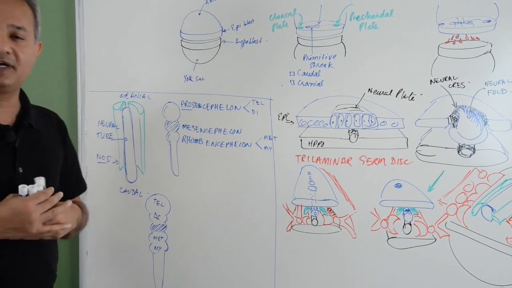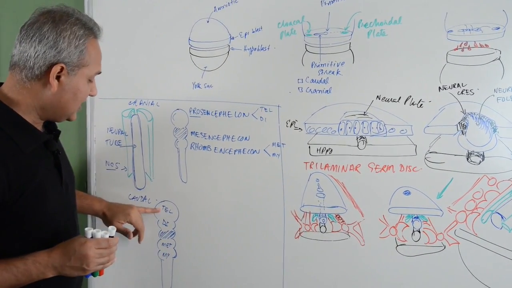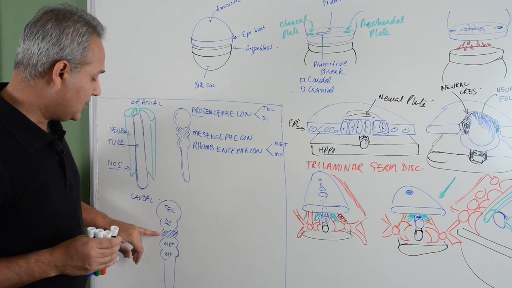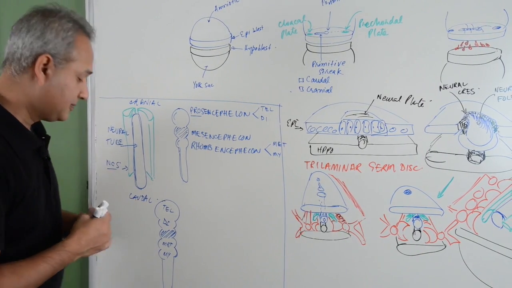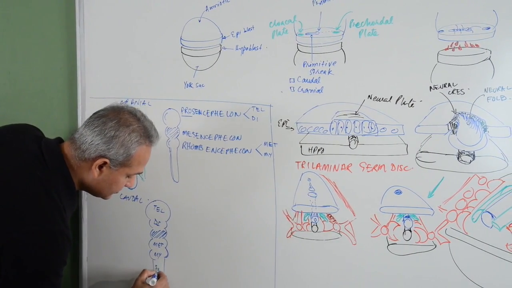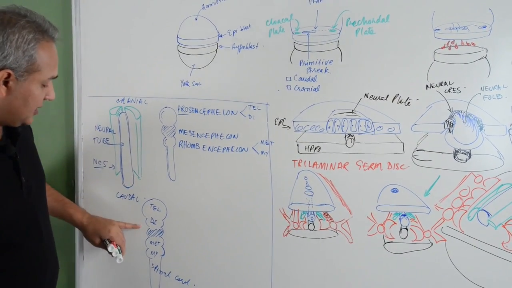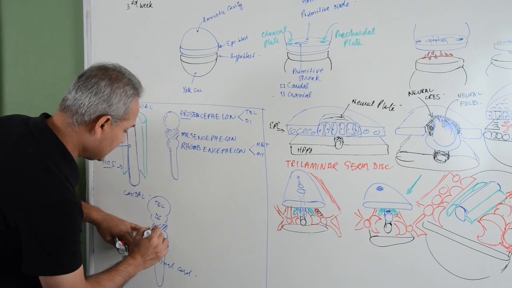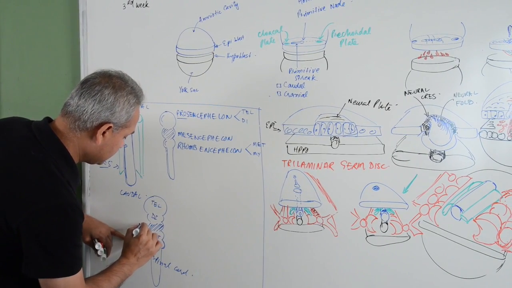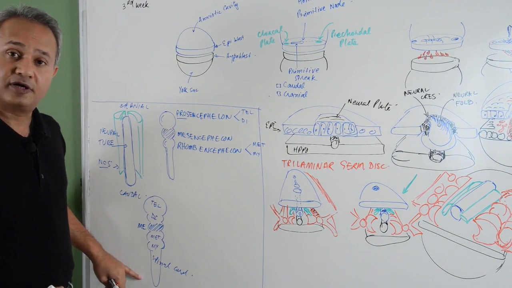I remember it with this mnemonic: Tell Diane me met my spinal cord. Tell Diane me, which is mesencephalon here, me met my spinal cord.